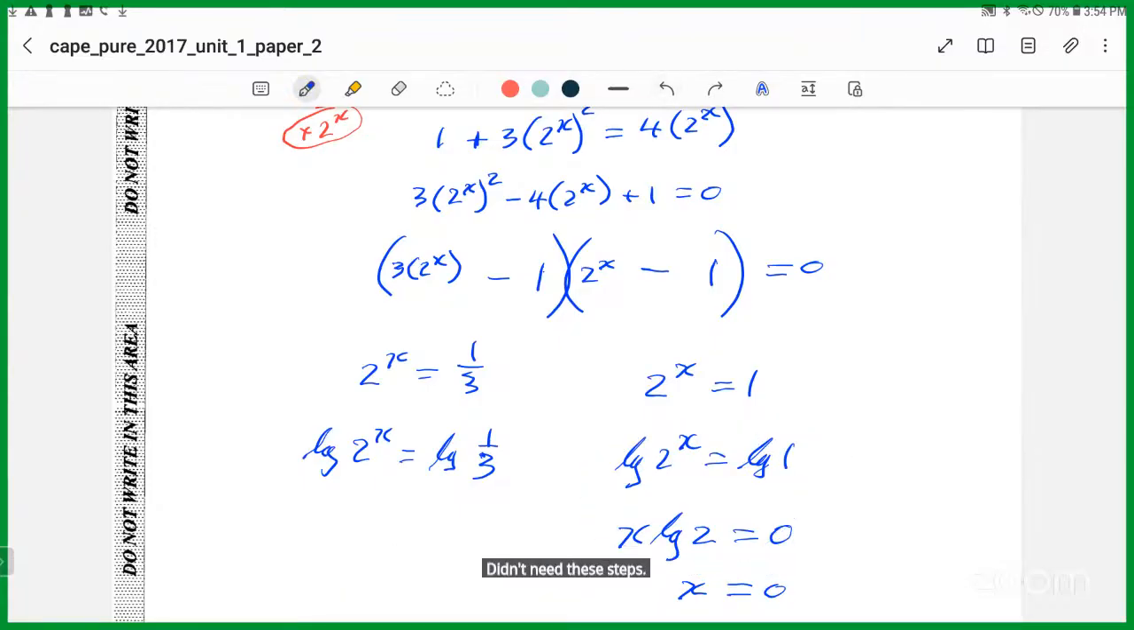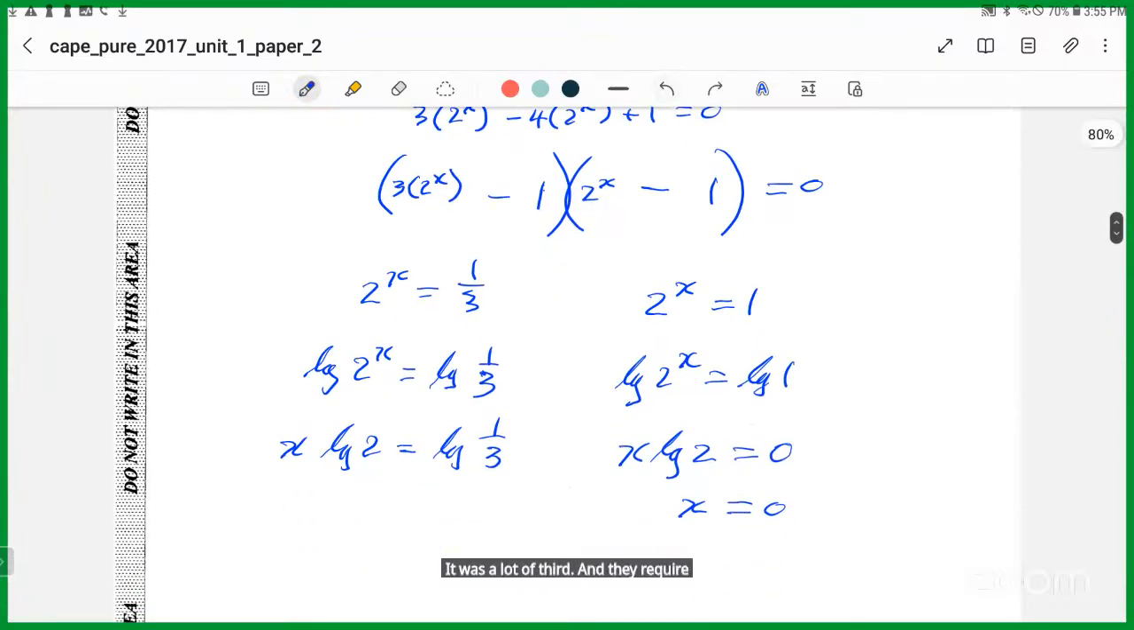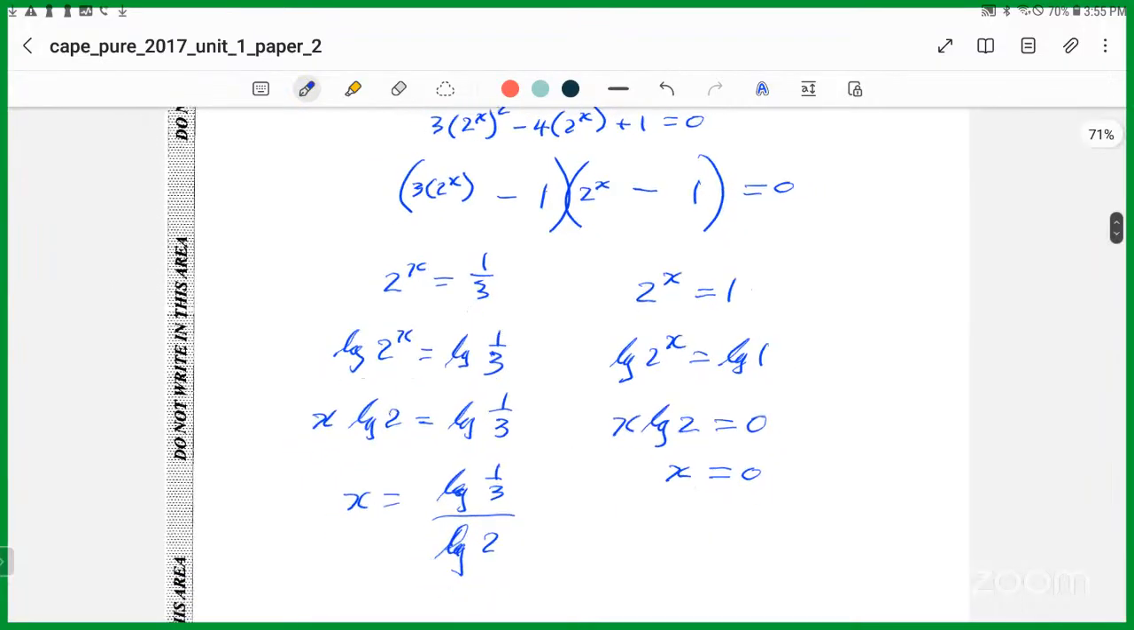For this one, this x comes to the front, so we're going to get x times the log of 2 equals the log of a third. And then divide by log of 2, you get x equals the log of a third over the log of 2. And that is it. Whatever that works out to is the answer.